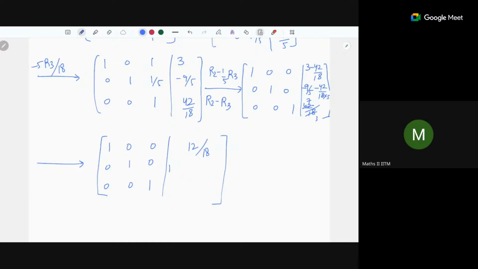Okay, so let me subtract this because this is 7 by 3 only. This is minus 9 by 5 minus 7 by 3 times 5. So I can take 1 by 5 out, and then this will be minus 27 minus 7, minus 34.